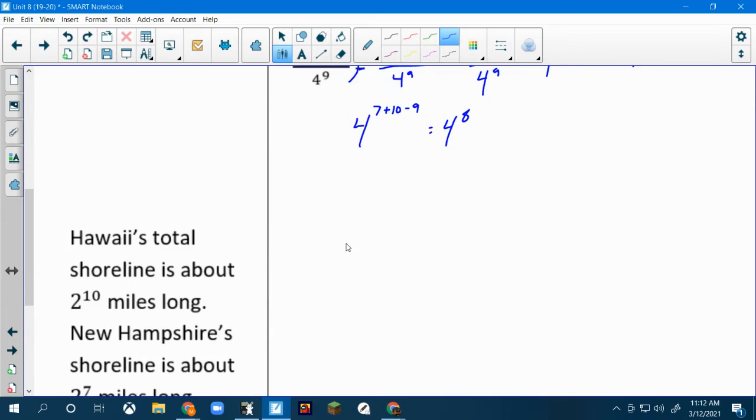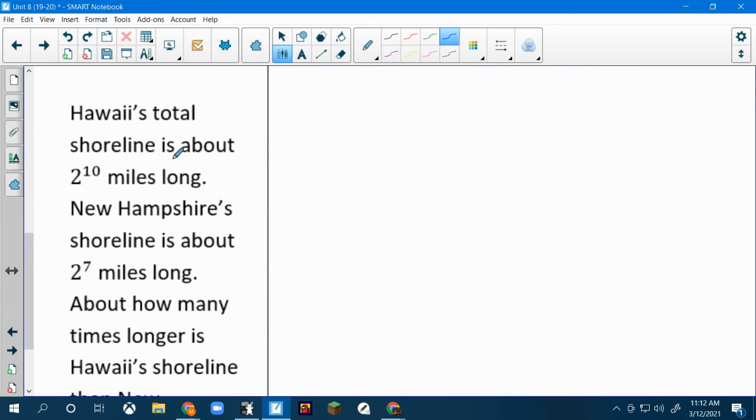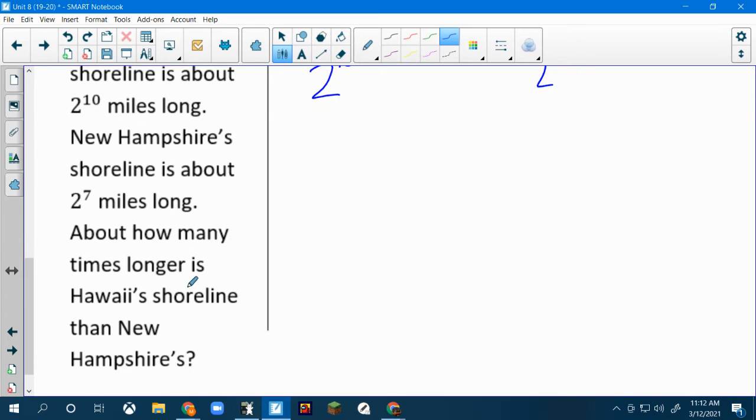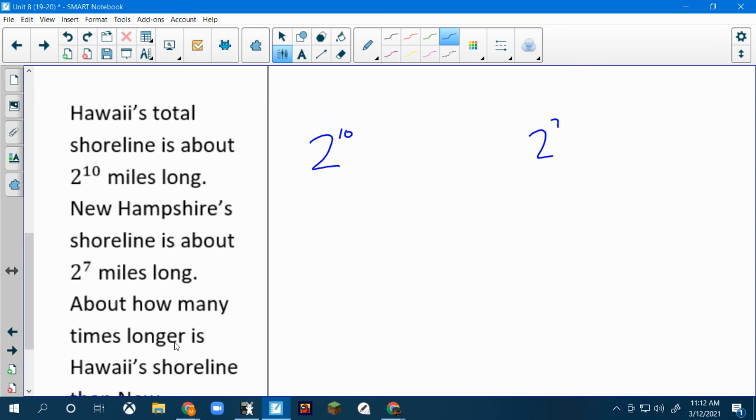Let's get a word problem. Hawaii's total shoreline is about 2 to the 10th miles long. So I'm just going to write 2 to the 10th here. New Hampshire's shoreline is about 2 to the 7th miles long. About how many times longer is Hawaii's shoreline than New Hampshire's?